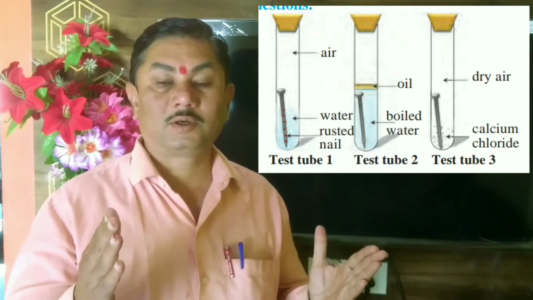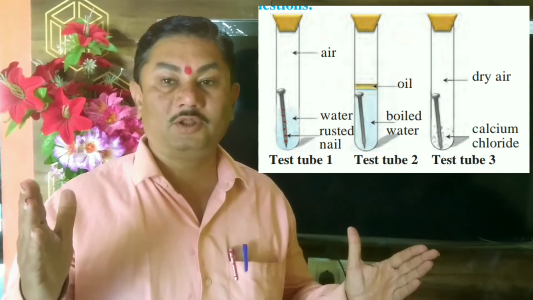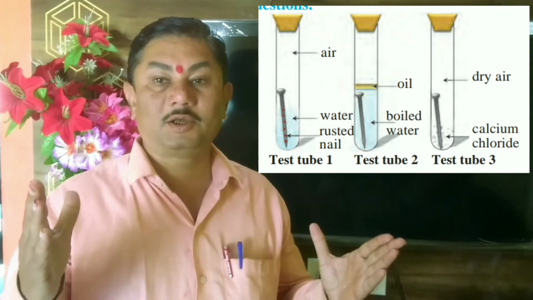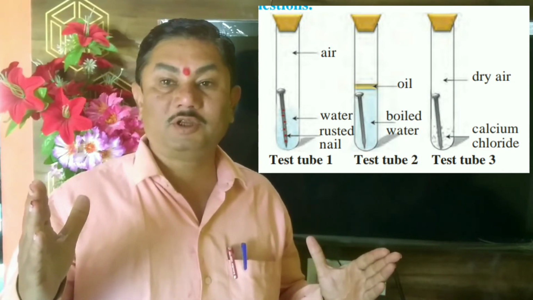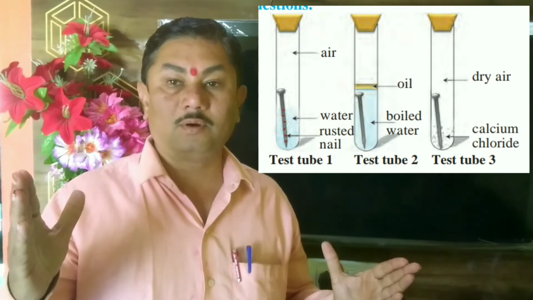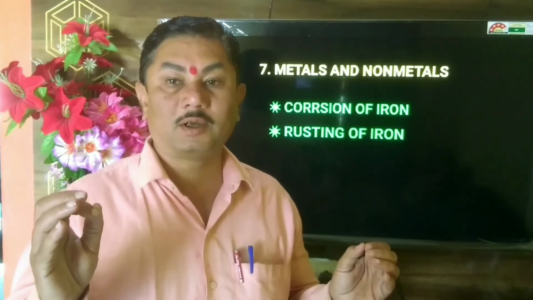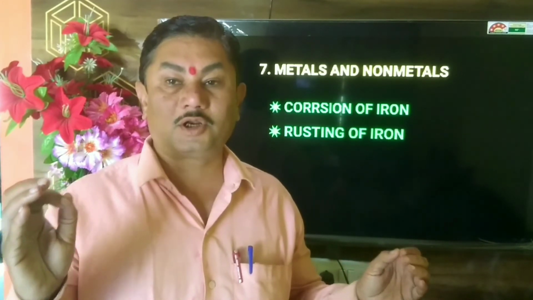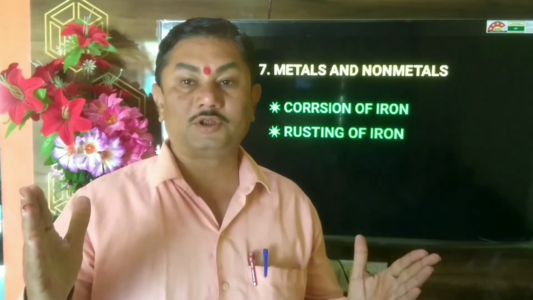When we observe all these three test tubes after some days, we find that the iron nail in the first test tube gets corroded while the nails in the second and third test tubes do not corrode. This experiment proves that both oxygen and moisture are necessary for rusting. Now let's see the answers of the given questions.